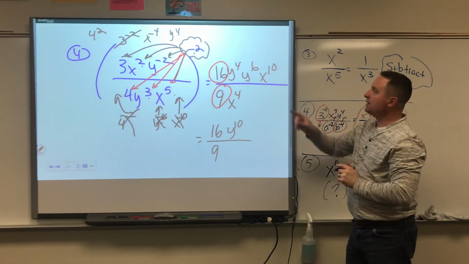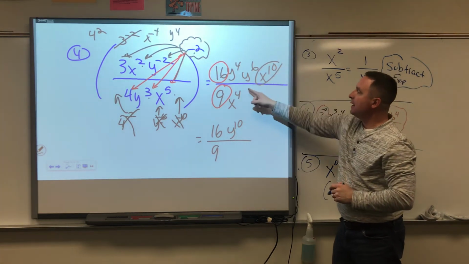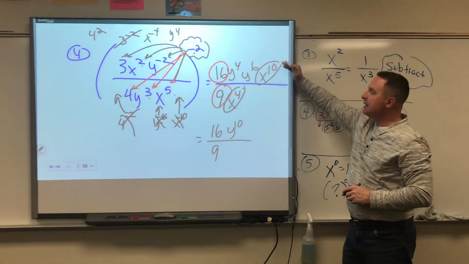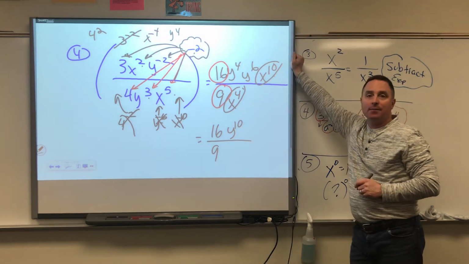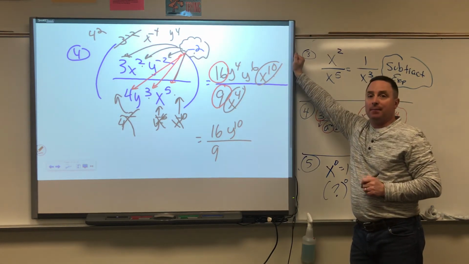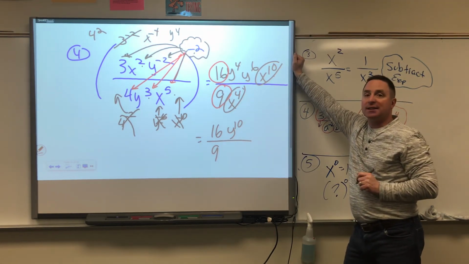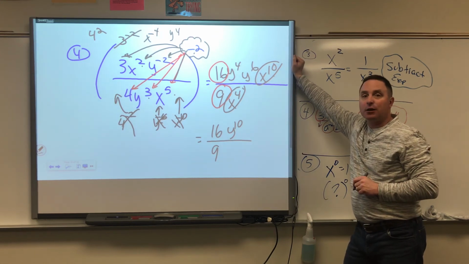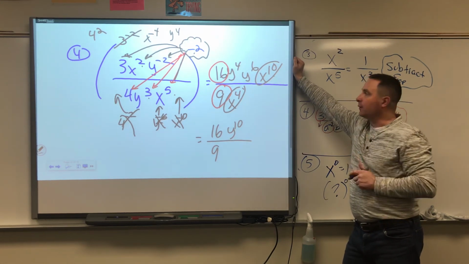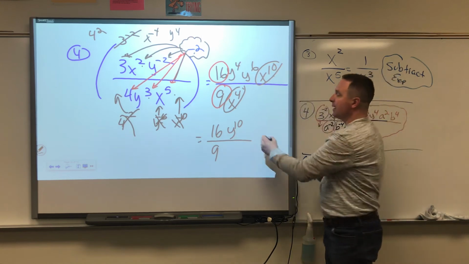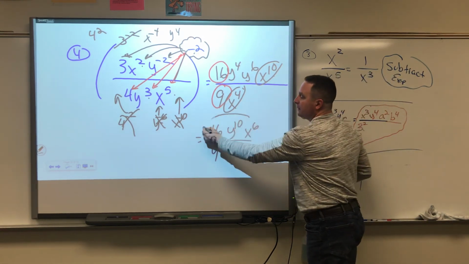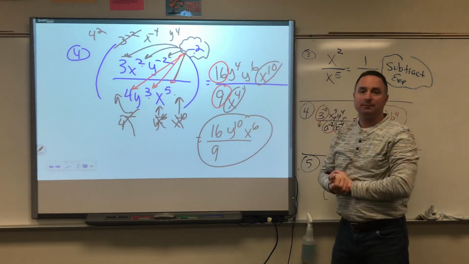And x's, I have some x's on the top, and I have some x's on the bottom. 10 on the top and 4 on the bottom. We subtract them. 10 minus 4 is 6. But where are the 6 left over? They're left over on the top. The bigger number's on the top, so I have x to the 6th power on top.